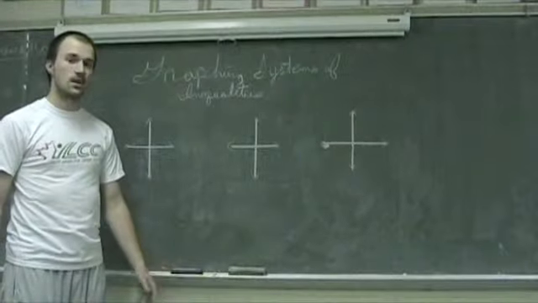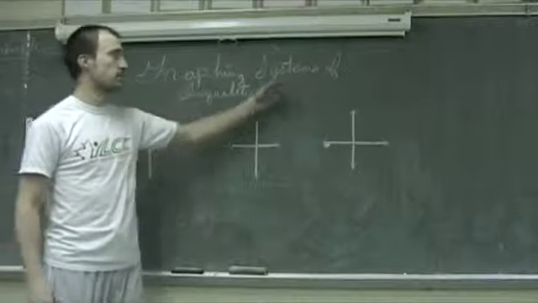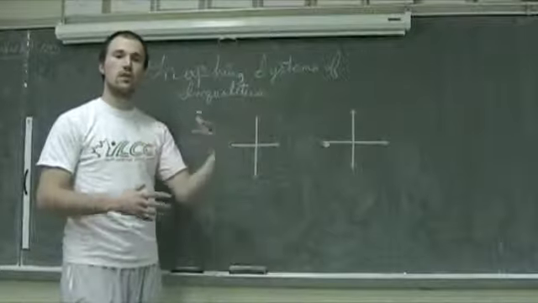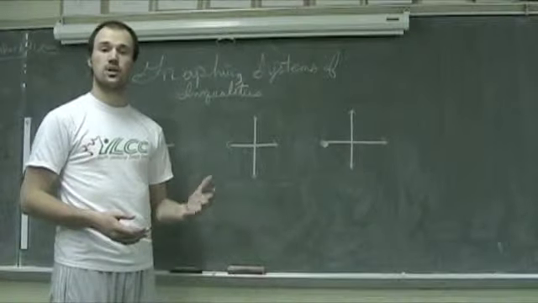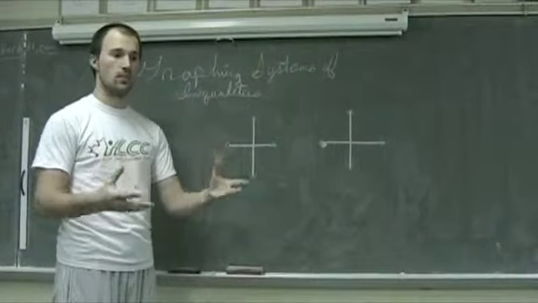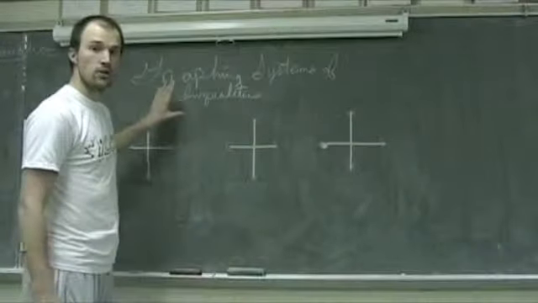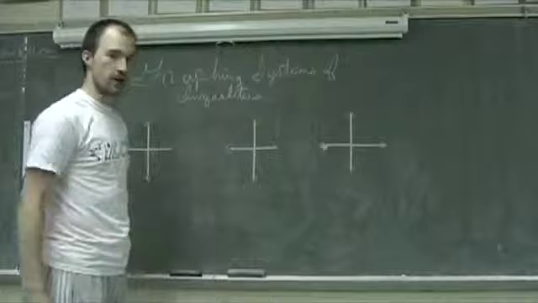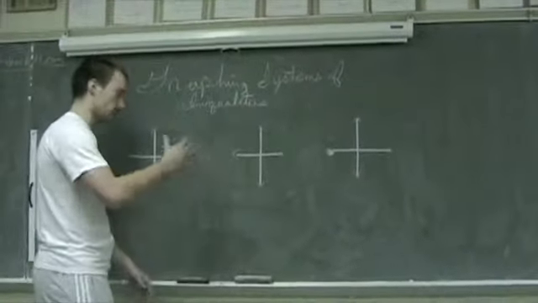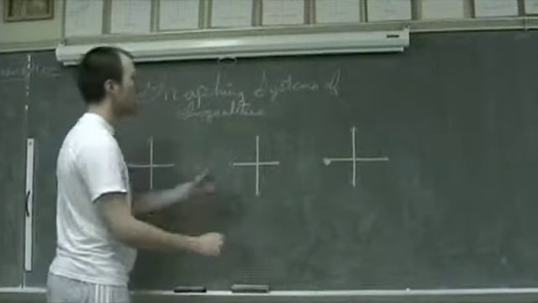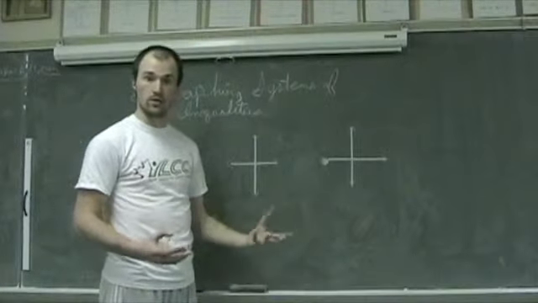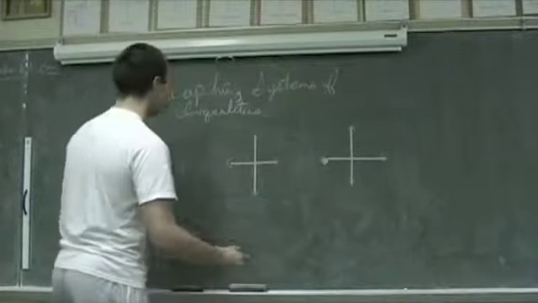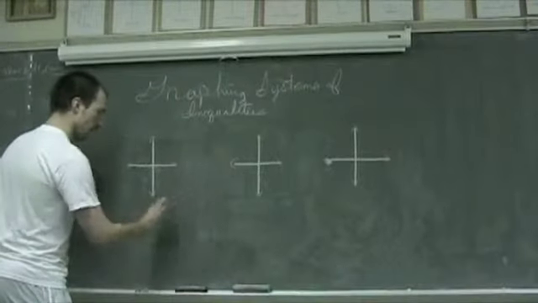Welcome to graphing systems of inequalities. Again, graphing systems of inequalities. This is going to be a little bit more of an expansion on section 2.6 from our Algebra 2 book, where we would graph just one linear inequality. Systems of inequalities, if you remember, are the system means that we have more than one equation, or inequality in this case. Okay?